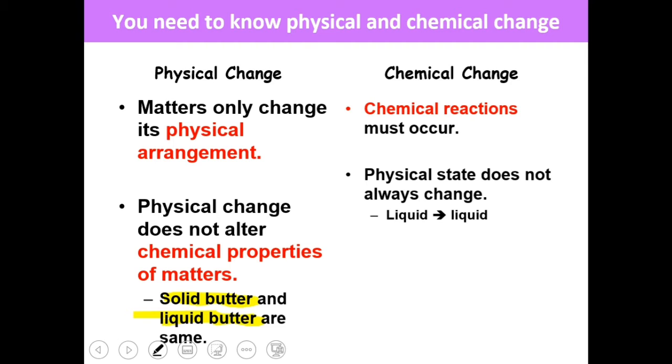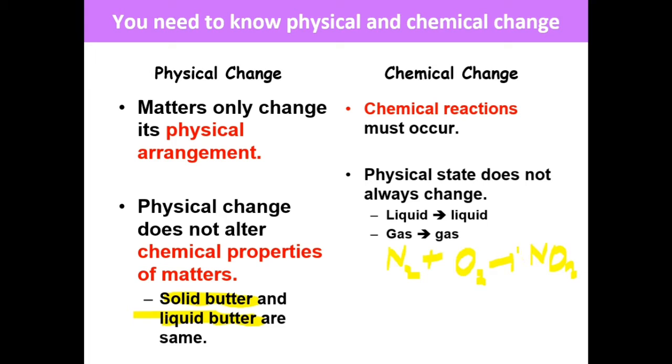Liquid can also produce liquid, or gas can turn into a different type of gas. A good example is nitrogen gas and oxygen gas turning into nitrogen dioxide gas. That's a good example, even though it's a little advanced one. You will learn it in grade 9 and 10. A new product must be formed, and I want you to understand that this new product is a completely different type of chemical.